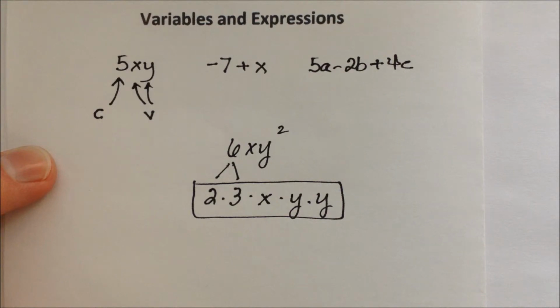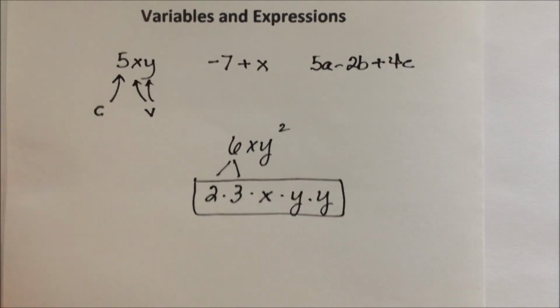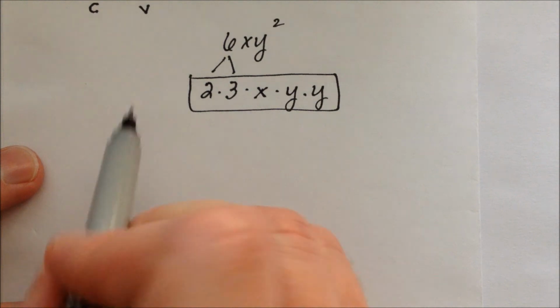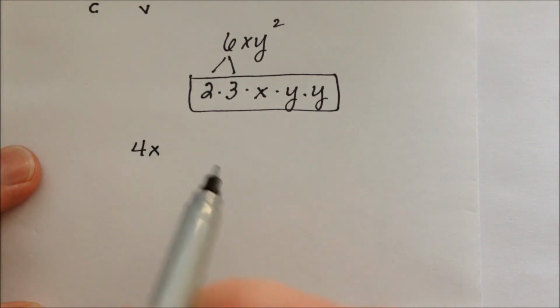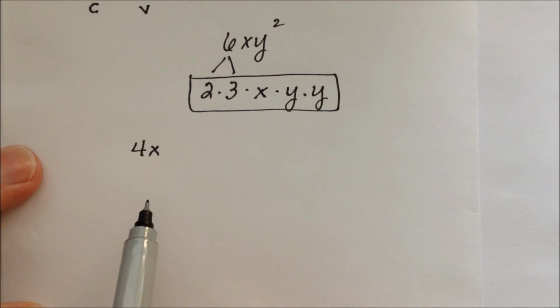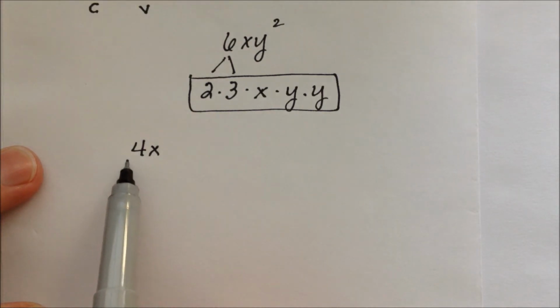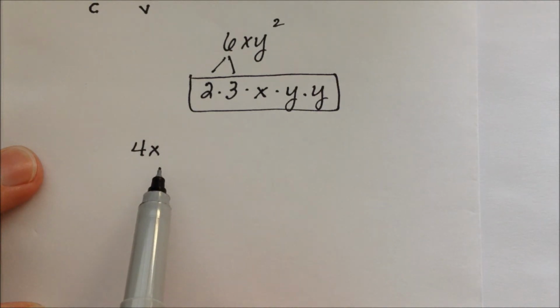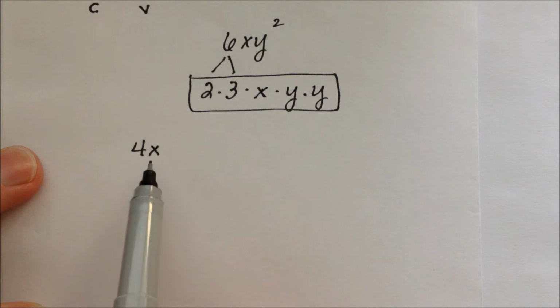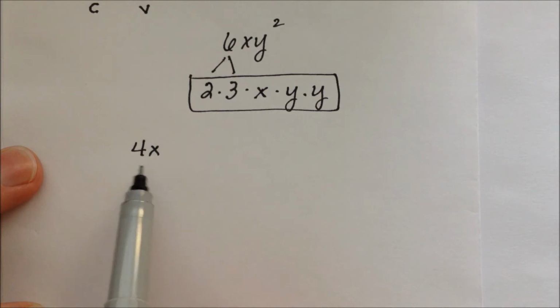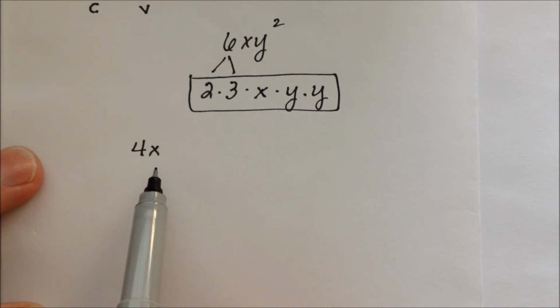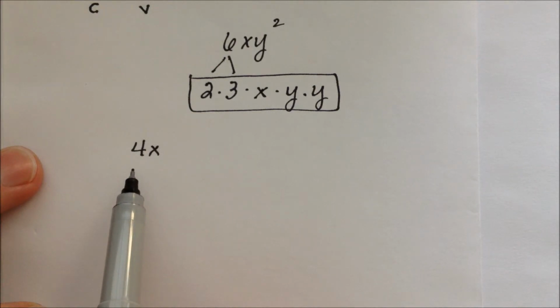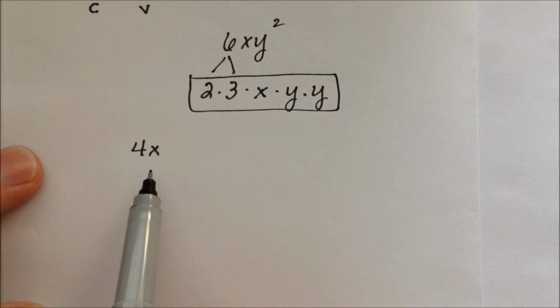Okay, let's look at some examples. We'll start pretty simple with 4x. Well, let's use all the words that we've learned so far and talk about 4x. Well, 4x is a single term. The 4 is being multiplied by the x. So the factors are 4 and x. Because when you multiply that, the product is 4x, which is our single term. 4 is a constant, and in this case it's also the coefficient, and x is our variable.